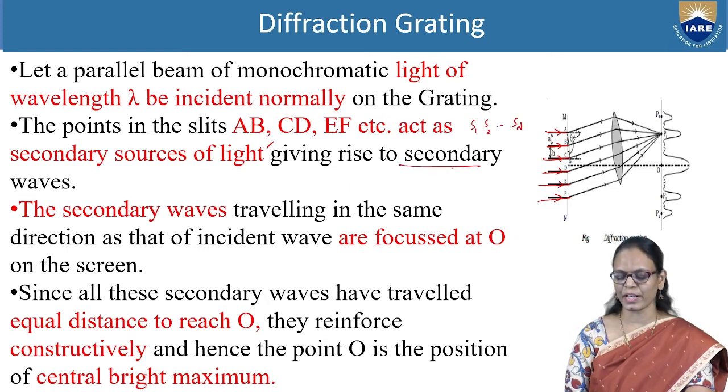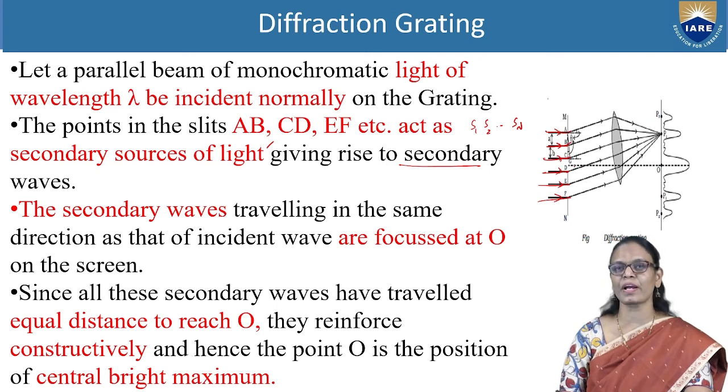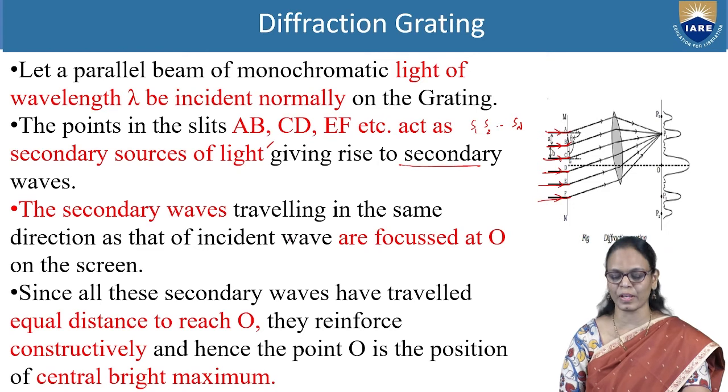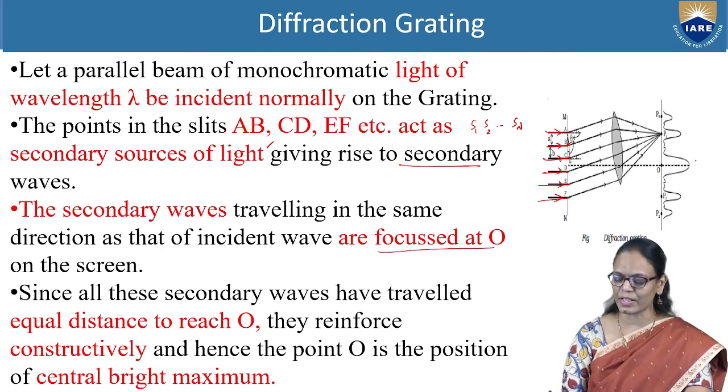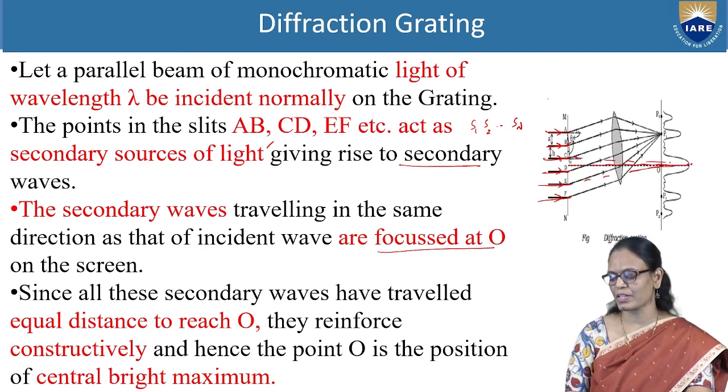They give rise to secondary waves. So all these points, AB is one, BC is one, CD is one and so on, all give rise to secondary waves. The secondary waves traveling in the same direction as that of the incident wave are focused at O. So all the waves traveling in the same direction from here and also from here are focused to a point O.